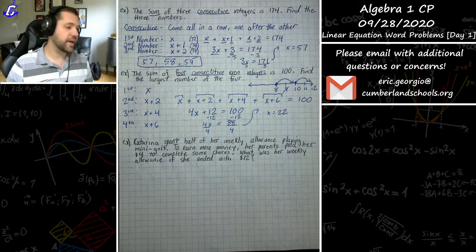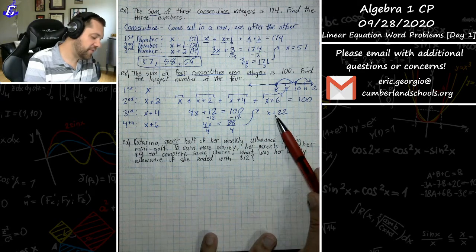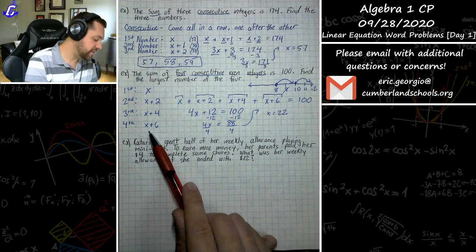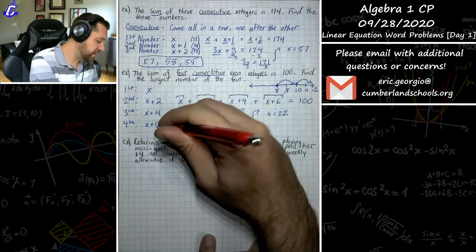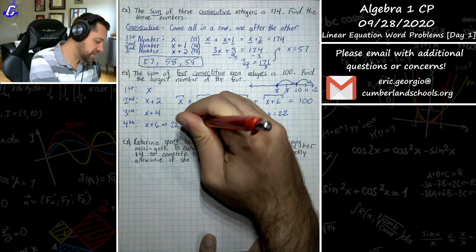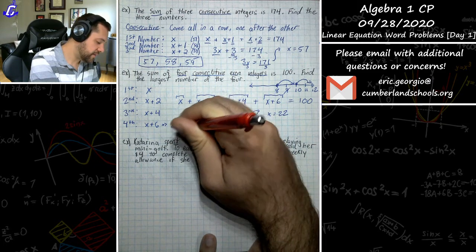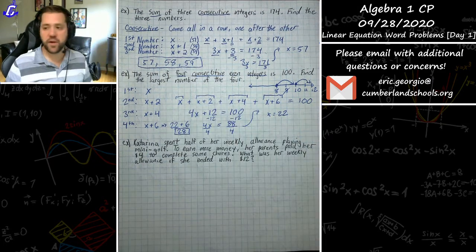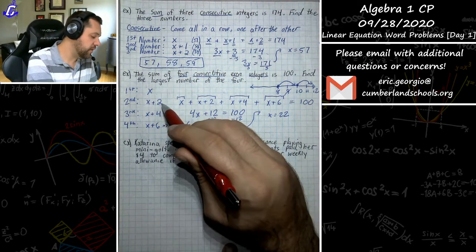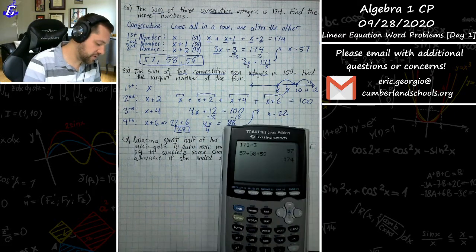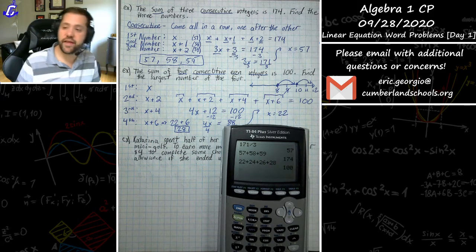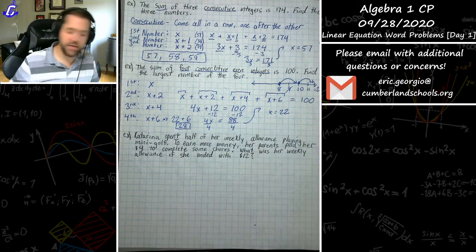Okay? But again, the question is not asking for what x is equal to. We want to take this value for x, which is 22, plug it into our fourth number because I want to find the largest number of the 4, and we would therefore realize that this fourth number would be 22 plus 6, or 28. Okay? And your 4 numbers, by the way, would be 22, 24, 26, 28. You can go ahead and check those just in case you're a little concerned and see, well, 22 plus 24 plus 26 plus 28 is 100, and they are, in fact, 4 consecutive even integers.